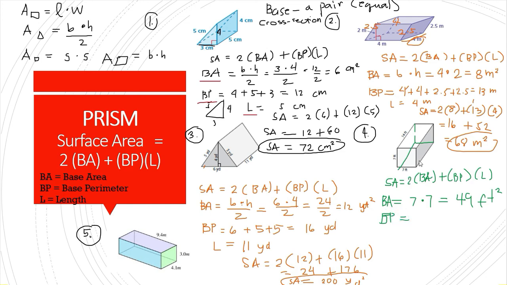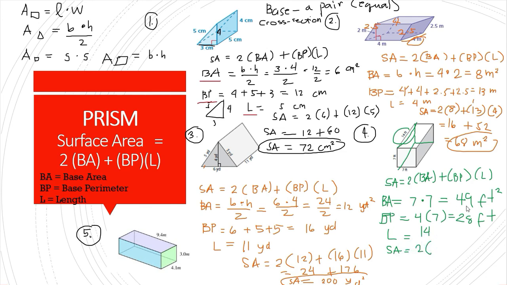So then you find the base perimeter. So remember, if this is 7, this is 7, 7, 7. So just 4 times 7. Okay, so 4 times 7 is 28 feet. Alright, and then find the length. How long your figure is. This is how long your figure is. And it's 14. Right, then find the surface area.